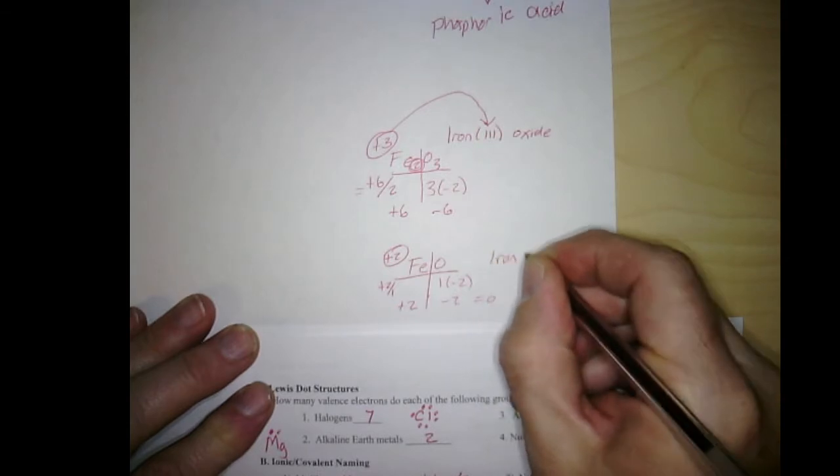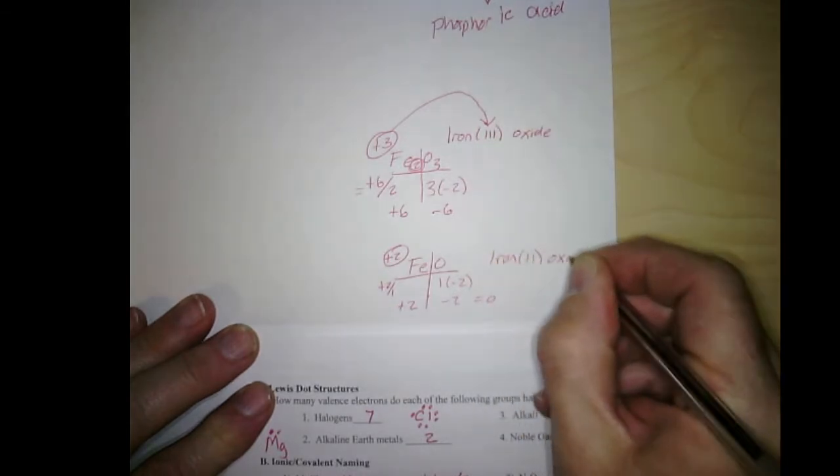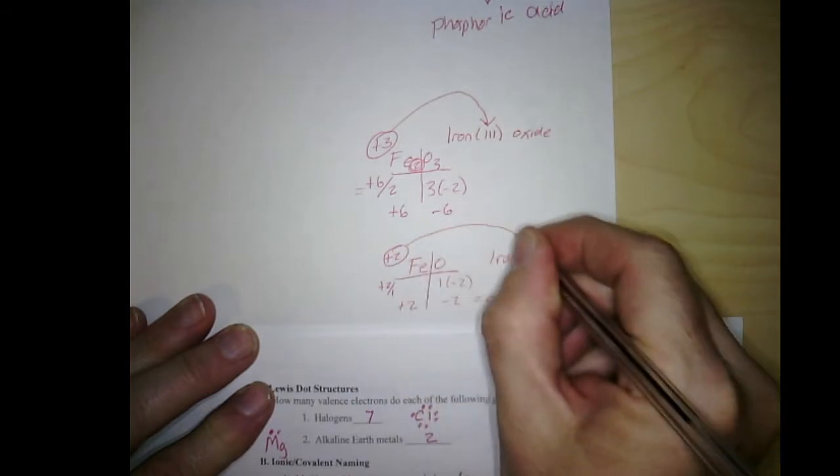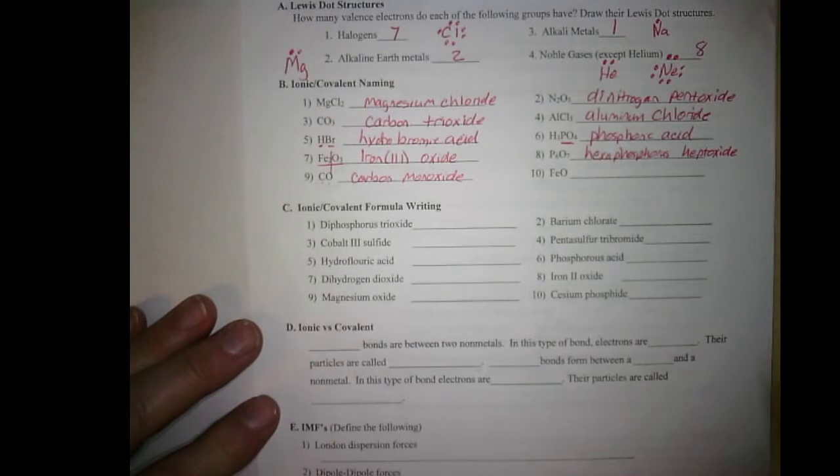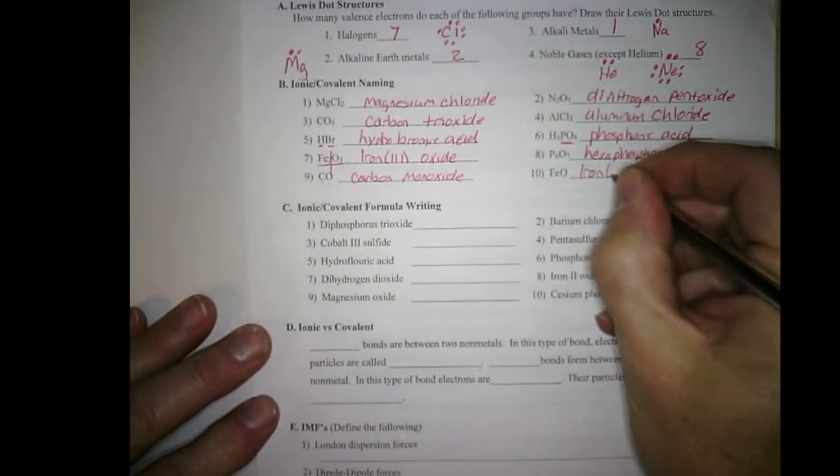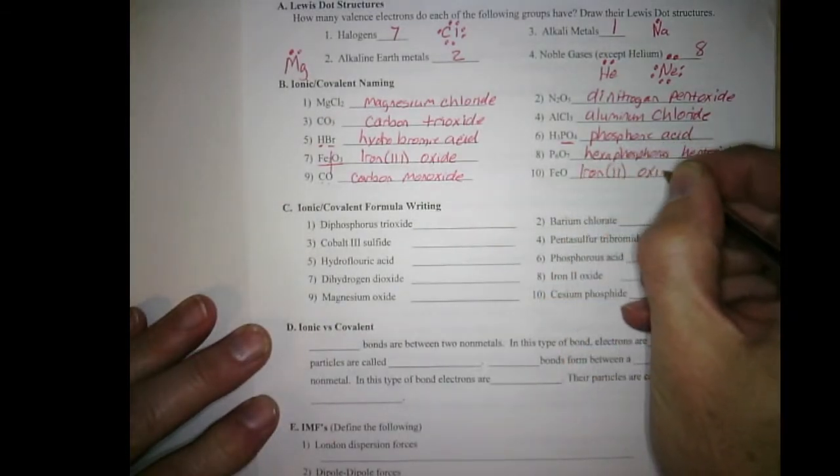This is iron 2 oxide. Again, that's where that comes from. So we'll go back up here. Iron 2 oxide.